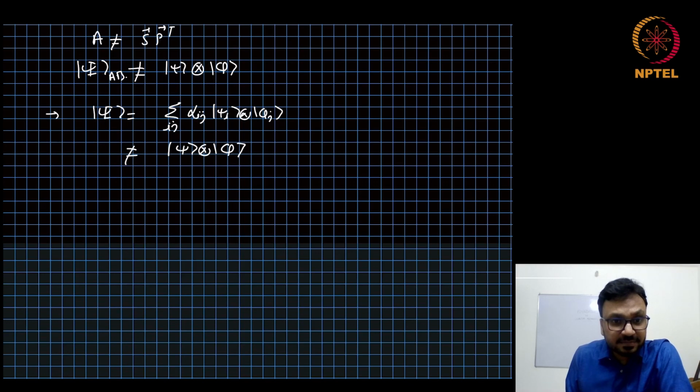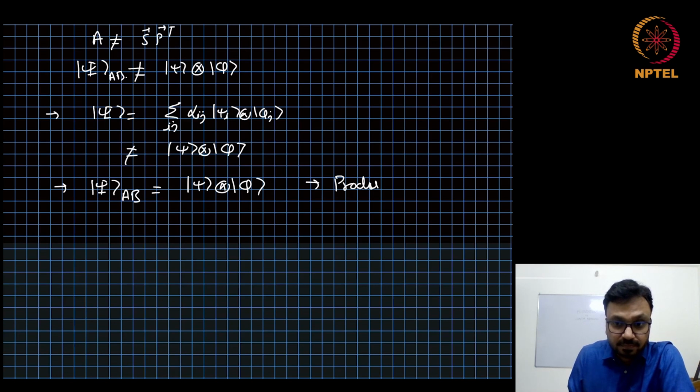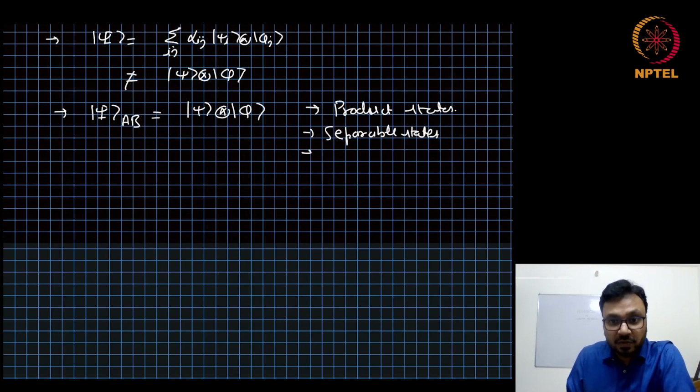So the states which can be written as a tensor product psi tensor phi are called product states. They are called separable states, and they are called unentangled, non-entangled states.